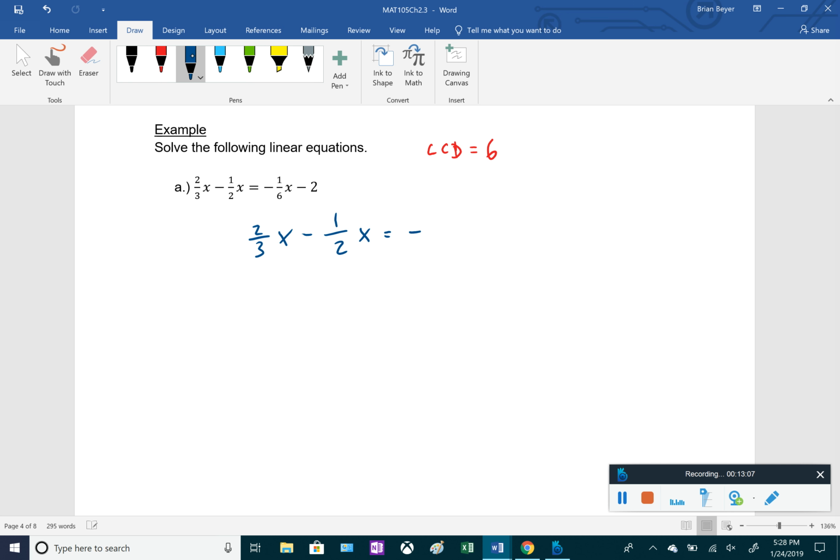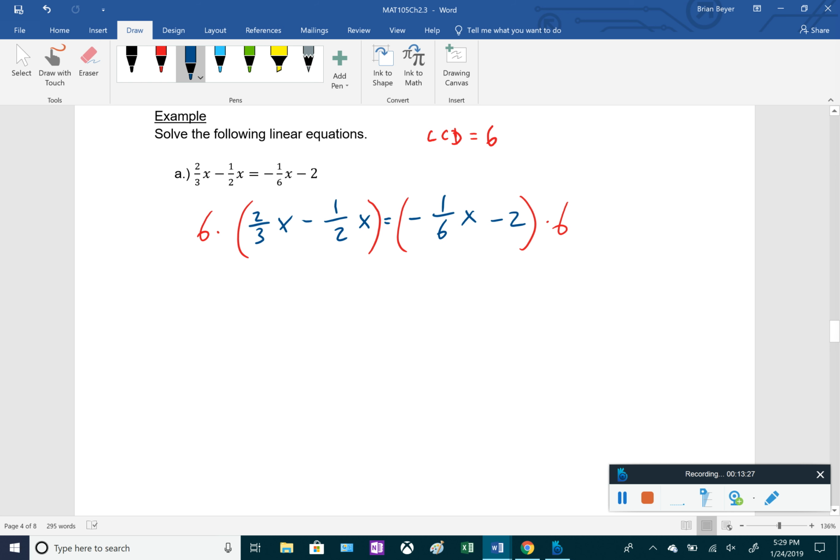We're going to multiply every single term by 6. The reason we can do that is because that just means we're multiplying both sides of the equation by the same thing. And now we can just think of it as distributing. So if we distribute on the left-hand side, 6 times 2/3, I'm going to multiply that and make it 12/3 x.